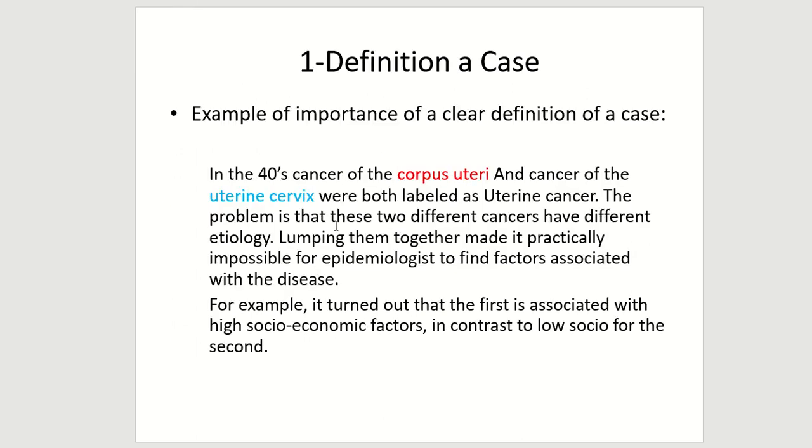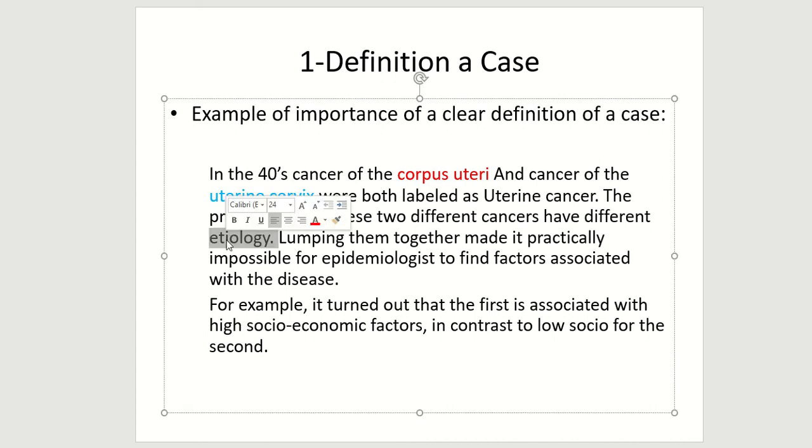So number one is the definition of a case. Example of importance of a clear definition of a case. In the 40s, cancer of the corpus uteri and cancer of the uterine cervix were both labeled as uterine cancer. The problem is that these two different cancers have different etiology. And here is the crux of the matter, as they say.